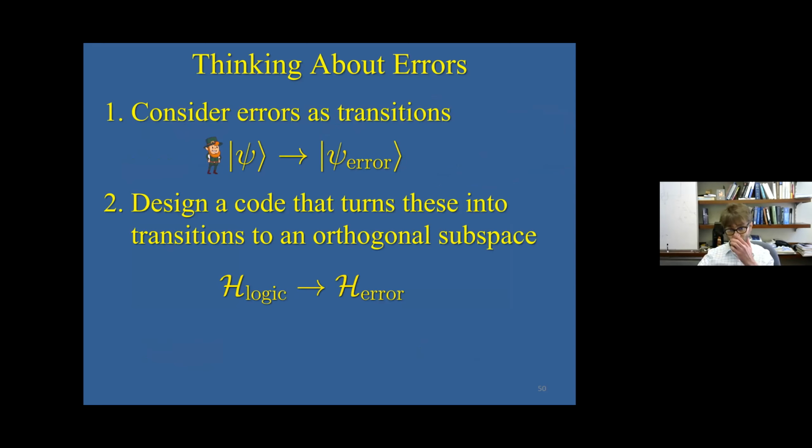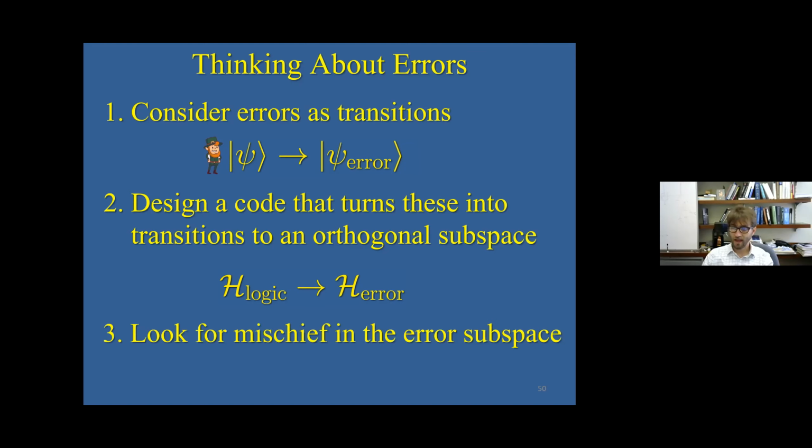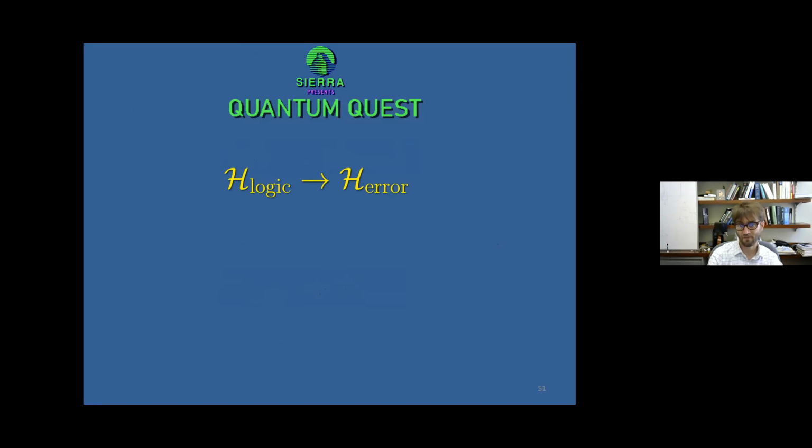If we can engineer things so that psi error lives in a state space that is orthogonal to the space we want to use for computation, and that's kind of half the battle, then what we can do is check the error subspace. And that's how we can learn whether we had an error here. So it kind of comes down to doing that and then being very clever in how we measure that and how we use that information.